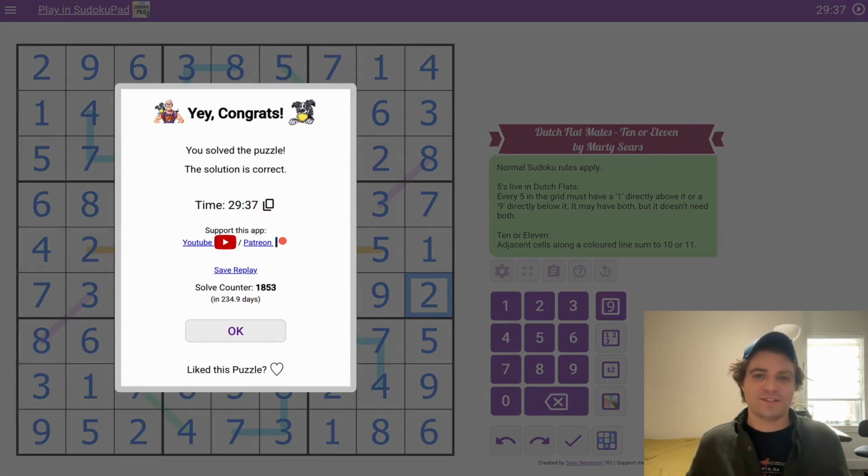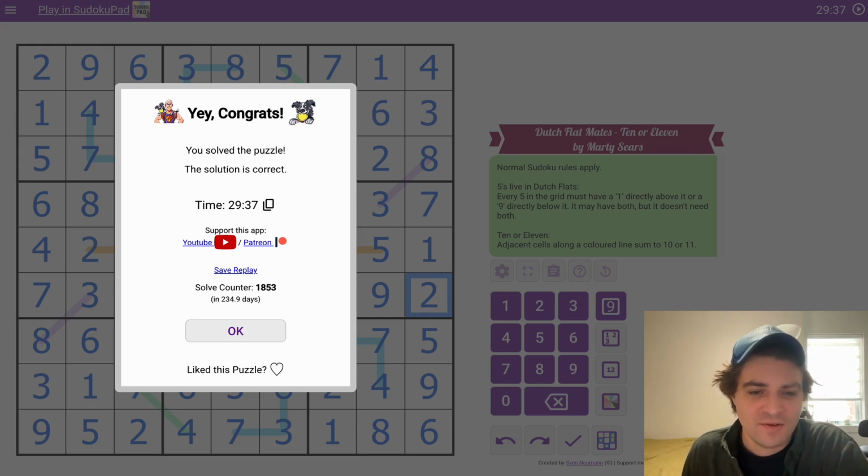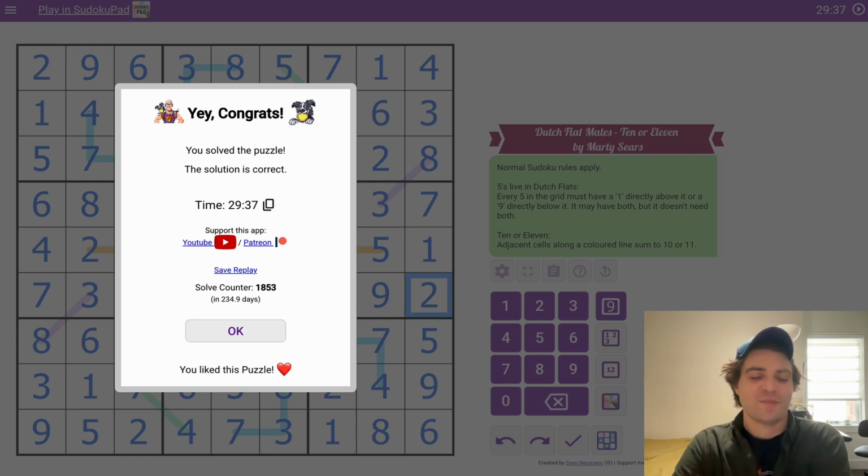And we have done the puzzle in just under 30 minutes. That was a fun one. Dutch Flatmates 10 or 11 by Marty Sears. I don't know if I've done a puzzle by Marty Sears before. I've done these Dutch Flatmate series when they were coming out by Flinty, but that was a fun puzzle.